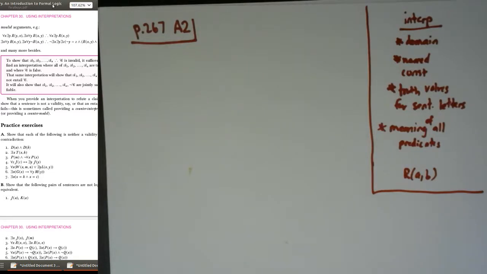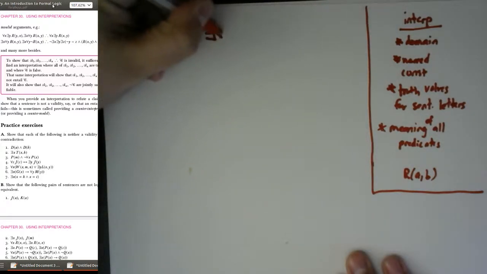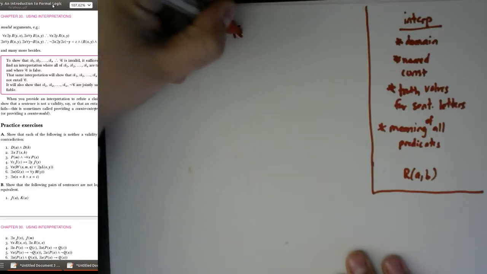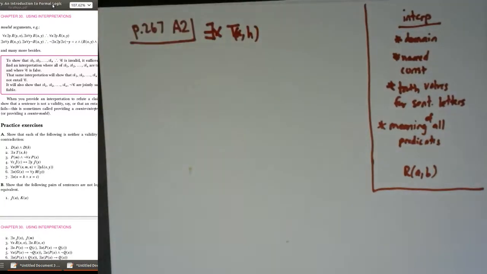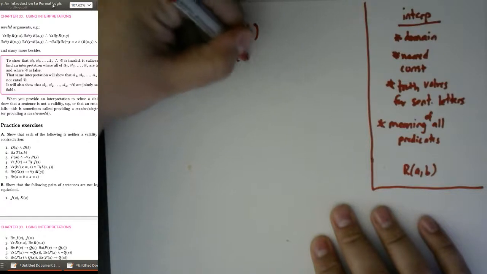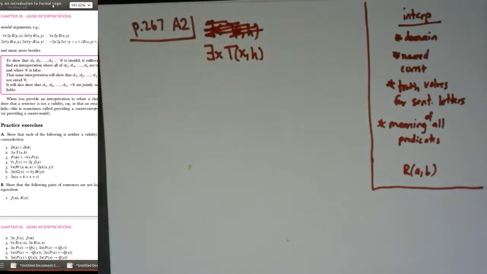So in problem A2, we want to look at there exists x T x H. Now, it doesn't look so good, does it? I was looking at the screen when I wrote it. That's why it looks so bad. Okay. So we want to show it's not a validity and it's not a contradiction.